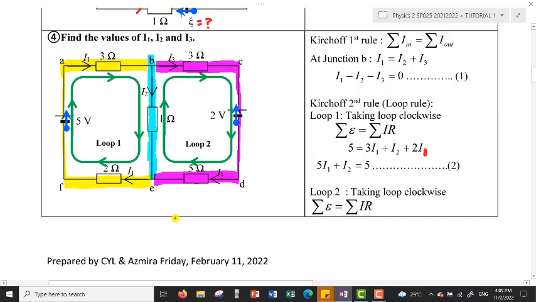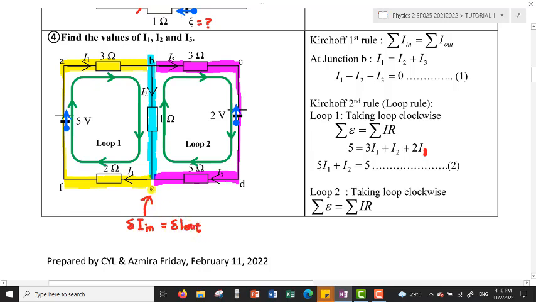Can I apply Kirchhoff's first rule once again in order to get another equation? Actually, you will find out that there is no point in applying Kirchhoff's first rule twice, because we will get the same answer. For example, the summation of I in is equal to the summation of I out.